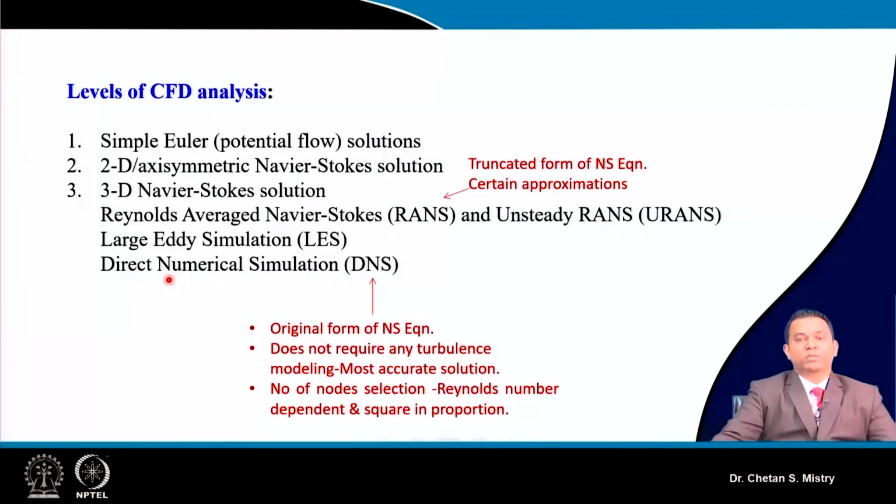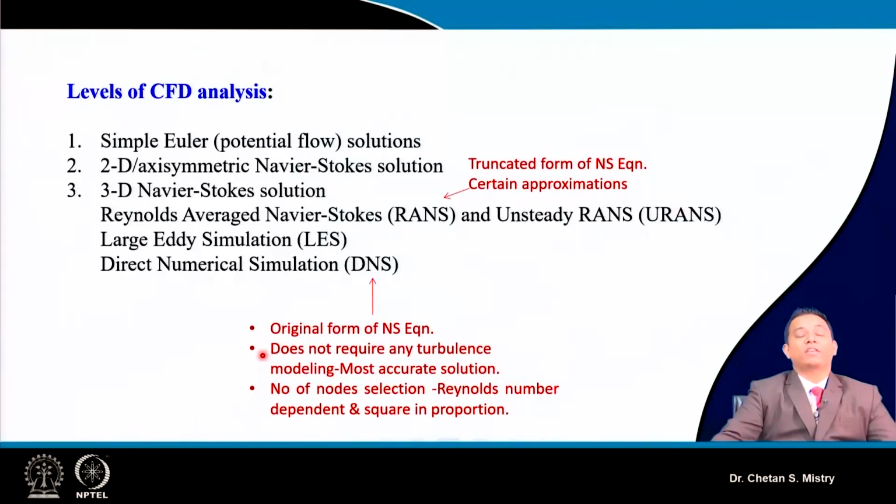Now, direct numerical simulation takes into account the original Navier-Stokes equation, so there is no need to select a turbulence model. When we have this kind of configuration, it gives more accurate results. But at the same time, the number of nodes required is a function of Reynolds number, and that goes as a square.